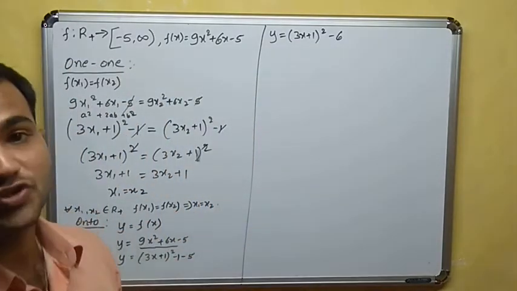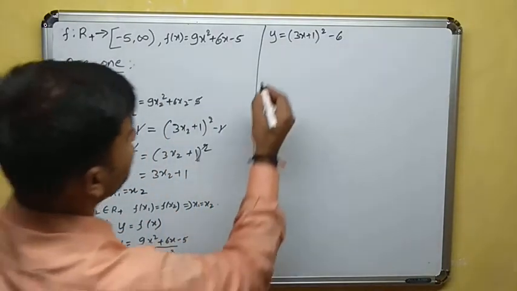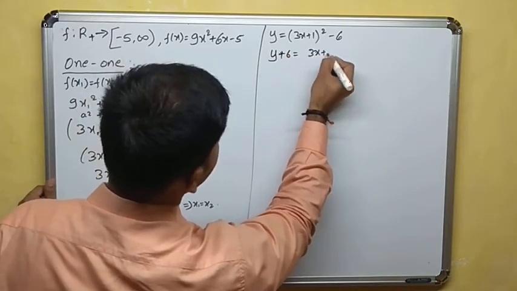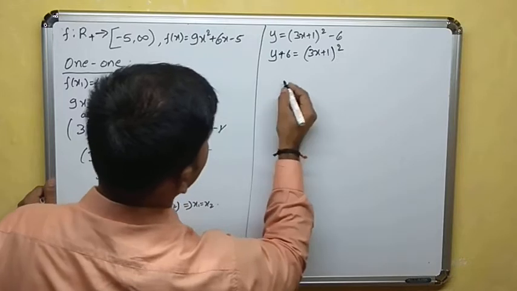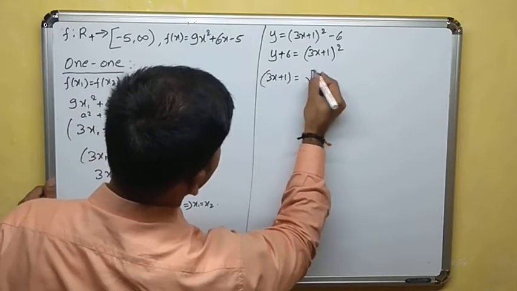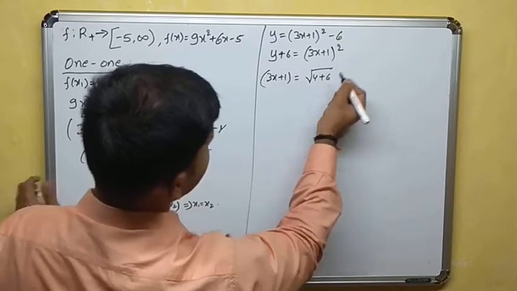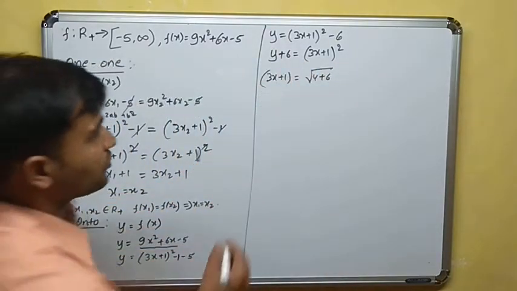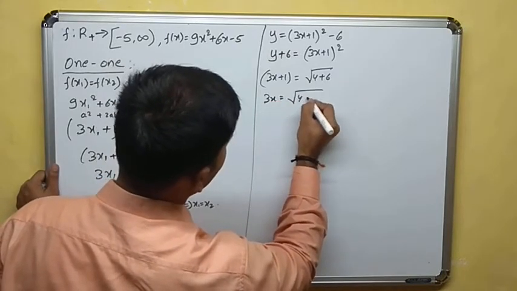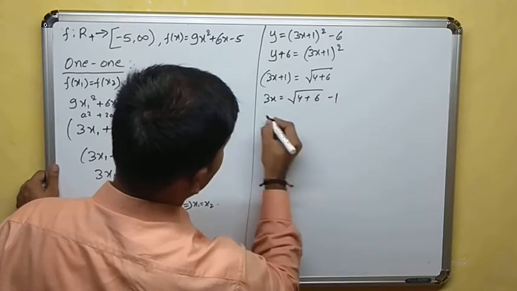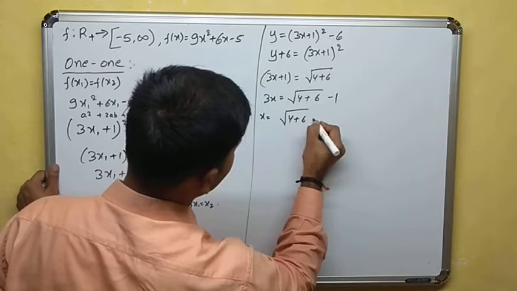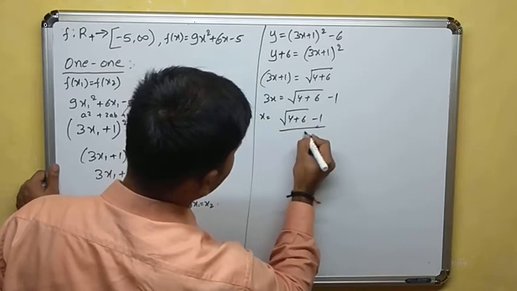But our intention is to find the value of x. Therefore we can write y + 6 is equal to (3x + 1)². Therefore 3x + 1 is equal to the square root of y + 6. This is by taking the square root on both sides. Therefore 3x is equal to √(y + 6) − 1. Therefore x is equal to (√(y + 6) − 1) divided by 3.